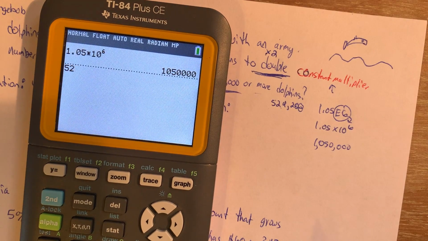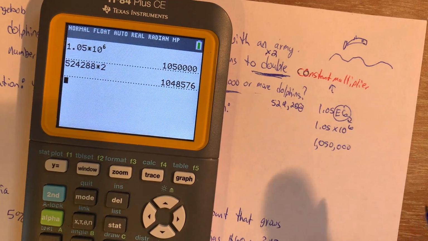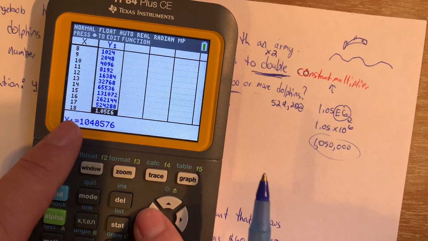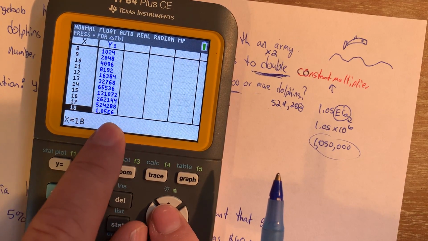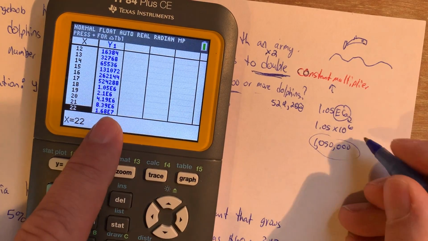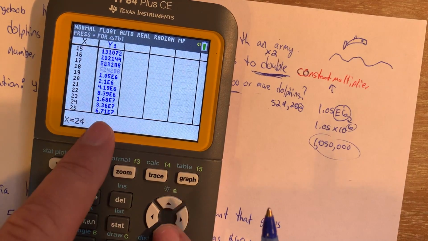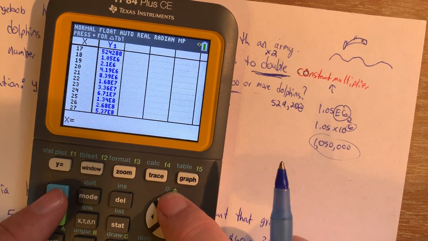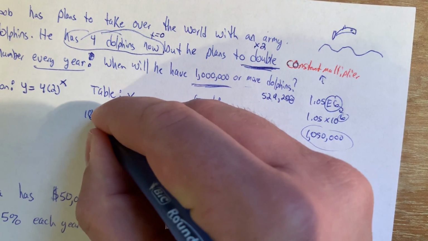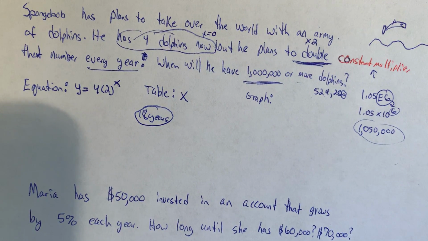This is 524,288 times 2. You'll notice it's rounded from this number. That's okay. He will have, where was that in the table? We can see that after 18 years, be careful with this E number. When it has this E6, that means it's now in millions. And soon it will be E7. That's times 10 to the 7th power. So it'll be an extra 0 at the end. So these are the exponent that goes on 10 is what that means. I hope you know that from before. So it looks like 18 years. In 18 years, SpongeBob will have his dolphin army ready to take over the world.